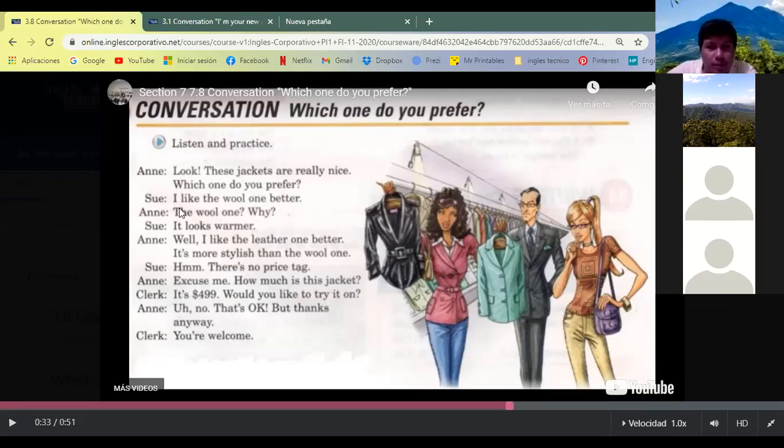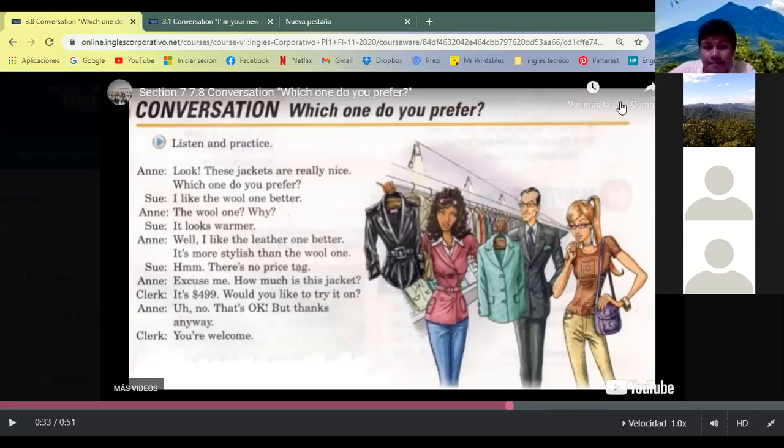I like the bowl one better. The word one, why? It looks warmer. Well, I like the leather one better. It's more stylish than the wool one. There's no price tag. Excuse me, how much is the jacket? It's $499. Would you like to try it on? Oh, no, that's okay, but thank you anyway. You're welcome.